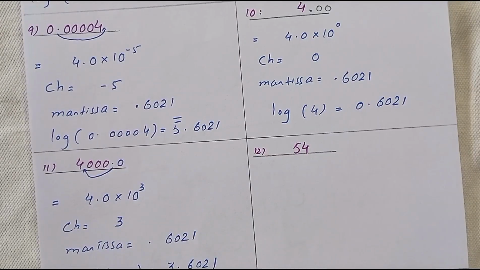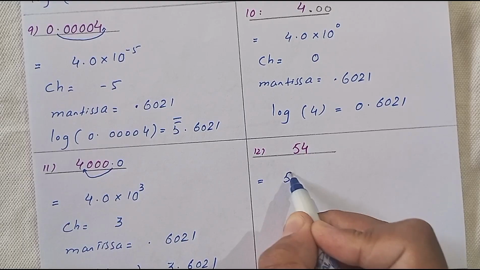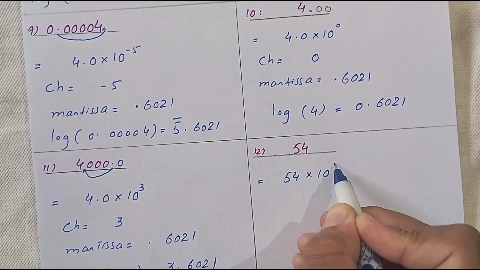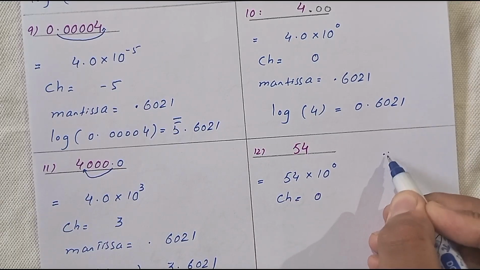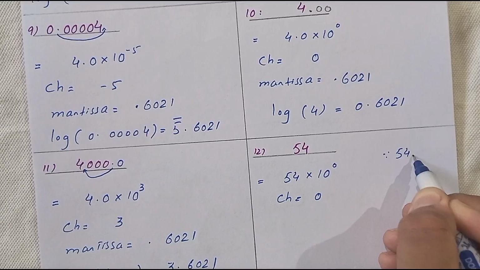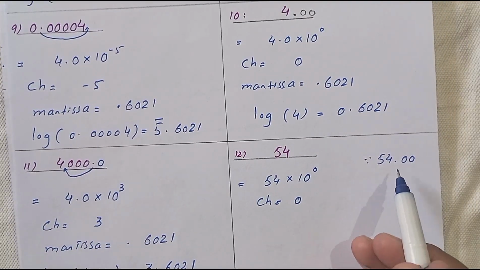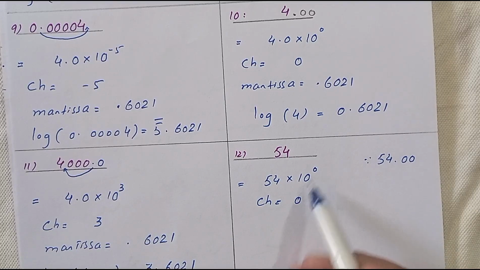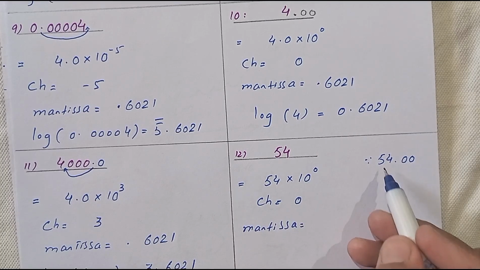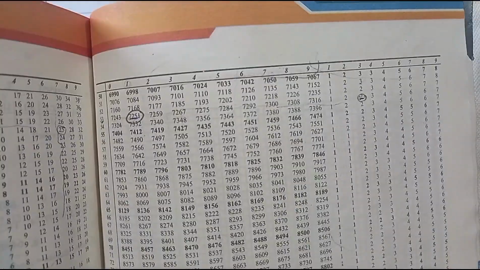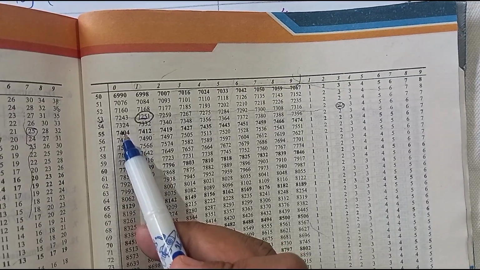In the 12th part we have to find the log of the value 54. First write in scientific notation, that is 54 multiply 10 power 0. So here the characteristic is 0, as we can assume that after 54 the numbers are 0, 0. So obviously the decimal is already at its reference position, so characteristic is 0. So for Mantissa we have to look in the log table 54 into 0. So looking in the log table, the value of 54 in 0 is 7324, which is the Mantissa.